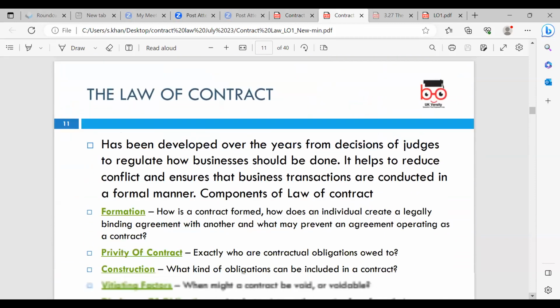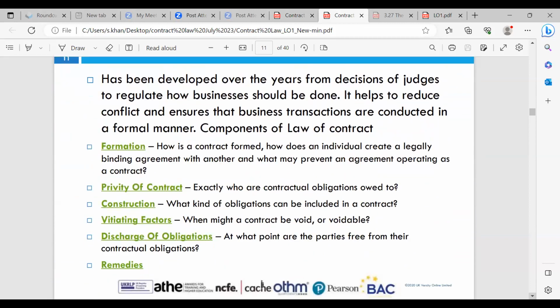So the law of contract. This has developed over years from decisions of judges to regulate how businesses should be done. It helps to reduce conflict and ensures that business transactions are conducted in a formal manner.